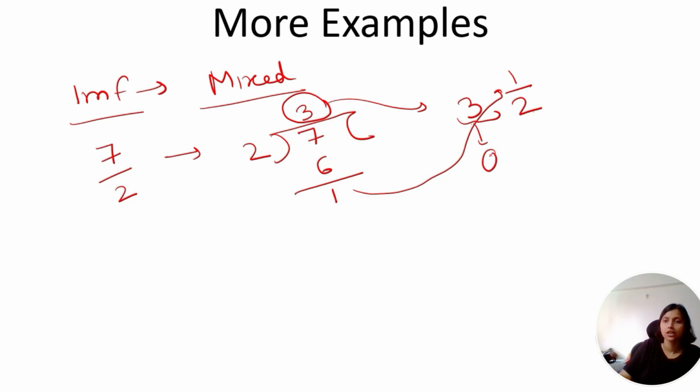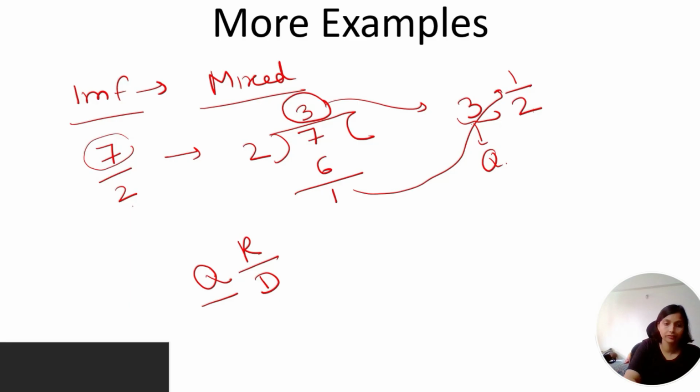3 is the quotient. So you need to divide the numerator by the denominator. Then the quotient will be the whole part, the remainder will be the numerator of the partial part, and the denominator will remain the same. So let's see one more example.